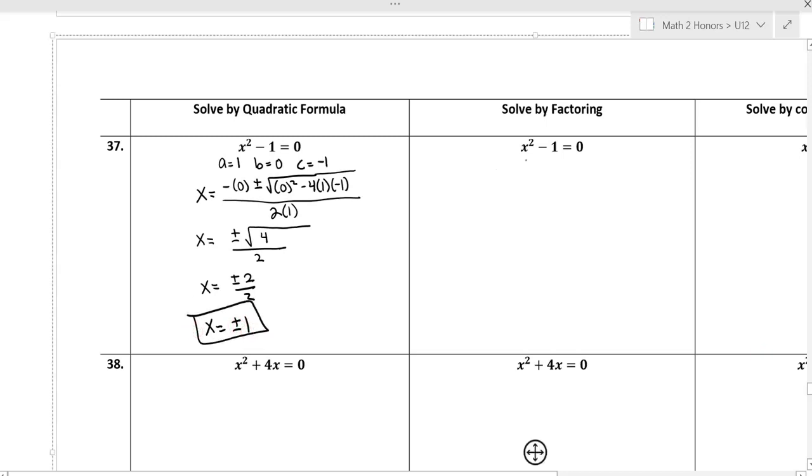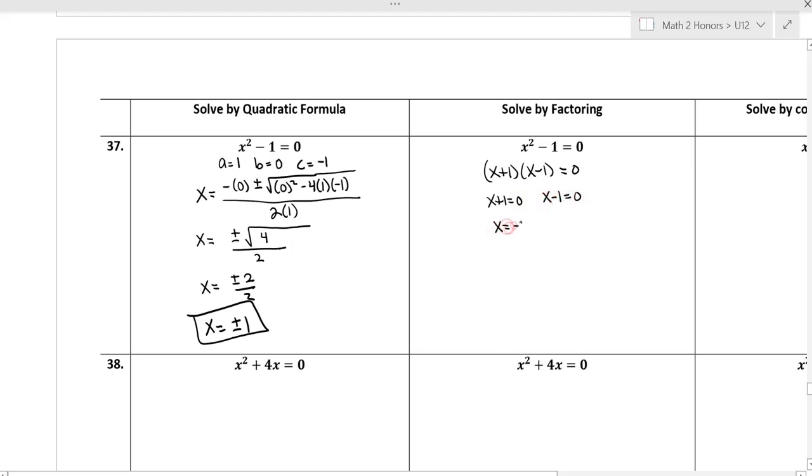Solving by factoring, it's a difference of two squares. Factors to x plus 1 times x minus 1. Set each factor equal to 0 and solve. Then we get negative 1 and positive 1, which is the same as plus or minus 1.